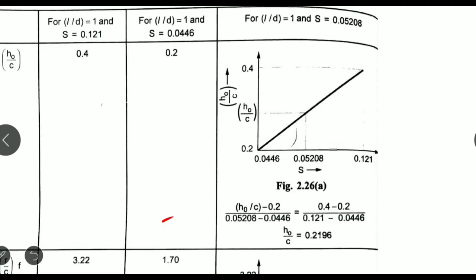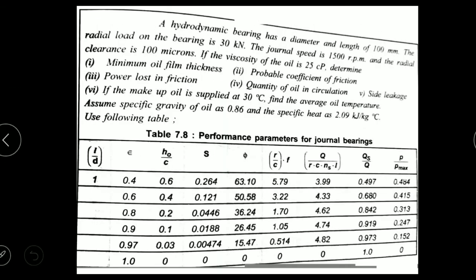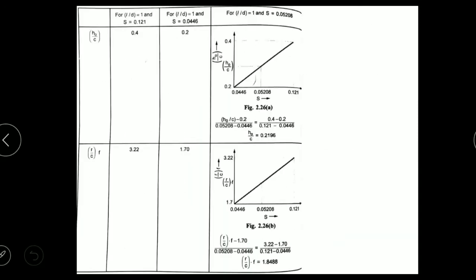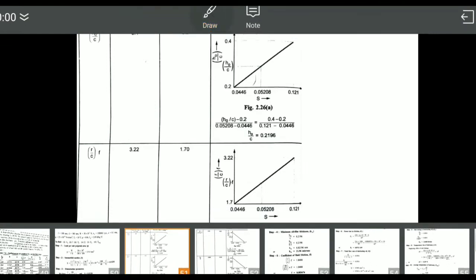So see, what I know is the Sommerfeld number, the bearing characteristic number S, correct? Whichever I know, that I should take on the x-axis. This will be the last column. I'll explain column wise. Now I want to calculate first from the chart H0 by C. This will be the chart H0 by C, so accordingly I will have to select C for H0 by C.